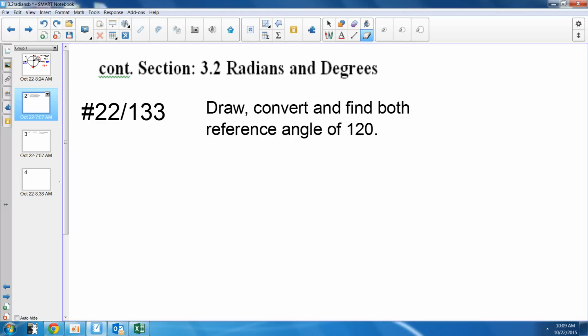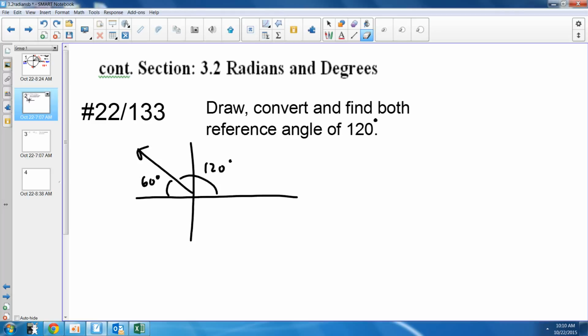Draw, convert, and find both reference angles of 120 degrees. Both reference angles, meaning degrees and radians. So this is still a conversion type of problem. The next one's not going to be. Let's go ahead and do this. The first thing I want to do is draw it. So I'm only thinking about 120 degrees. Find the reference angle to 120. That's going to be 60 degrees.